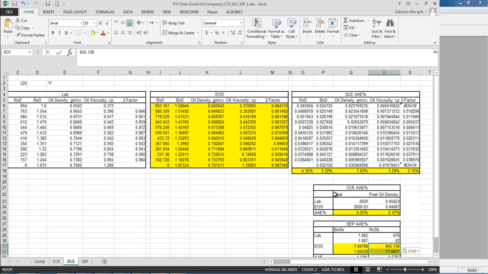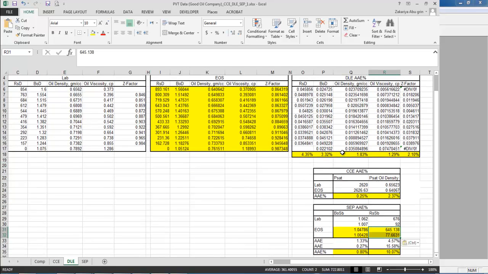So why do we have a low percent here? Because we matched this data, and when we match Bo here, that leads to a low percentage of error here. However, if you remember, when we match this, we took only the first point. So you see now we keep this procedure very simple. We match only this point, and that leads to match all data here and the separator data here.